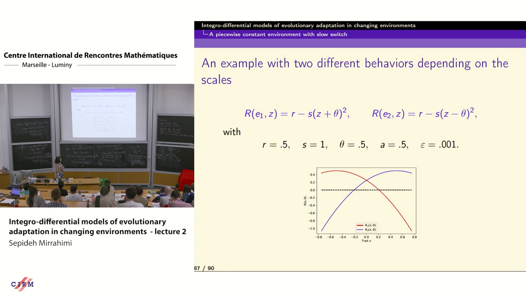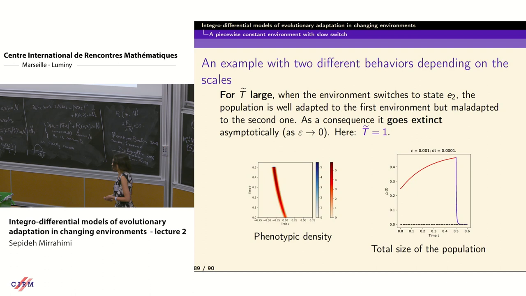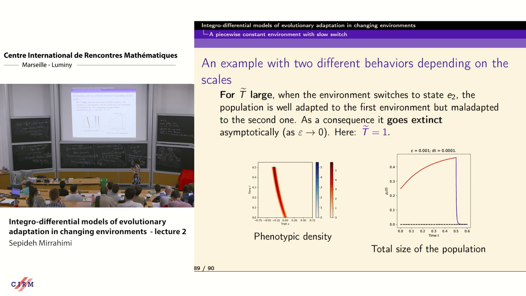So this would be a way to kill the population. We see that the scale of these fluctuations can have an important impact on the outcome. Okay, it's almost time, so I will stop here and thank you for your attention.